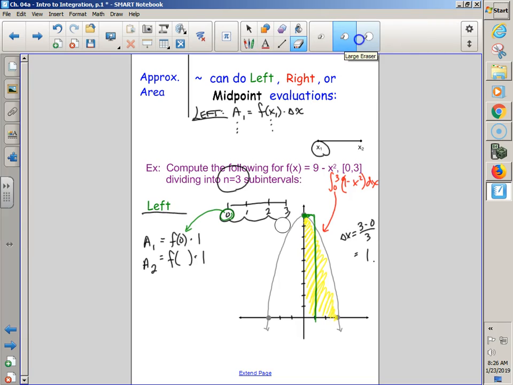So if it helps, for some of you, for your first subinterval, go ahead and choose 0. For your second subinterval, choose 1. For your third subinterval, choose 2. Whenever you're doing the left and you work through each of your subintervals, you're always choosing the function value on the left. So for the second rectangle, you're choosing 1 as your height. For your third rectangle, you're choosing 2 as your height.